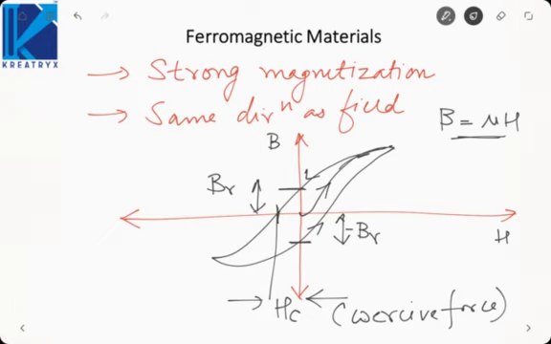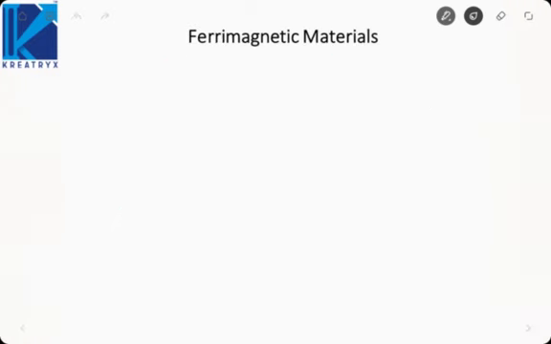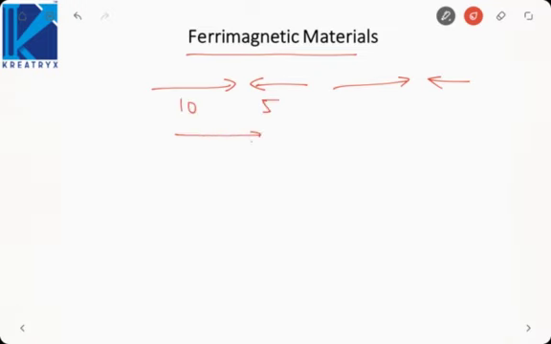Such materials are usually used to construct electrical machines. As we will see in the transformers, generally silicon steel is used, which is itself a ferromagnetic material. Next type of materials are ferrimagnetic. Here what happens is, when a magnetic field is applied, the adjacent dipoles are oriented in opposite directions. But the magnitude of the dipole moment is not equal. If one has a magnitude of 10, the other will have a magnitude of 5. So the net will be a magnitude of 5.